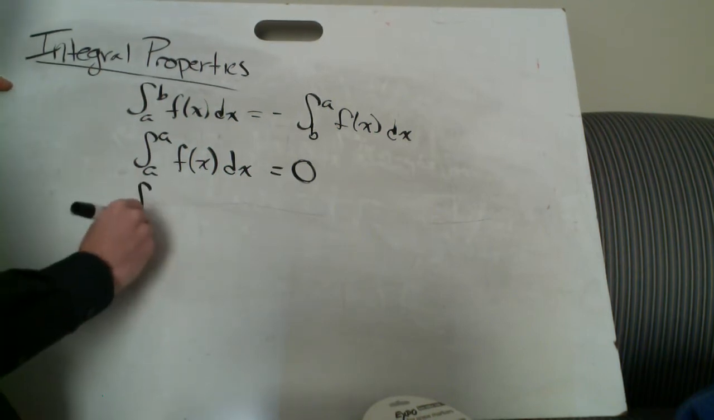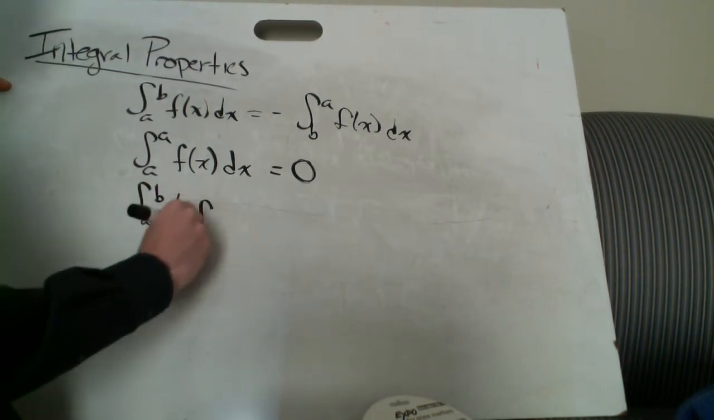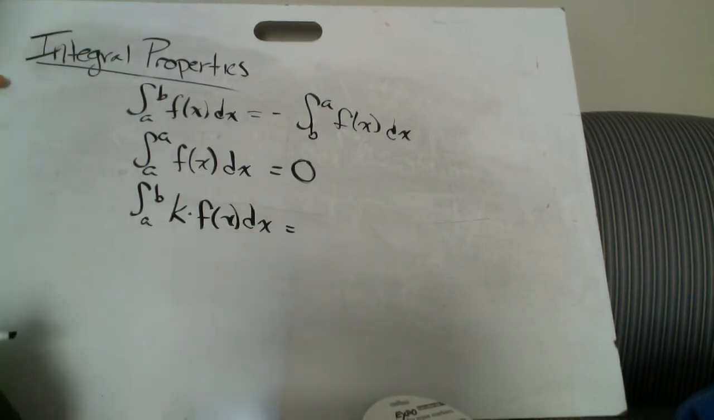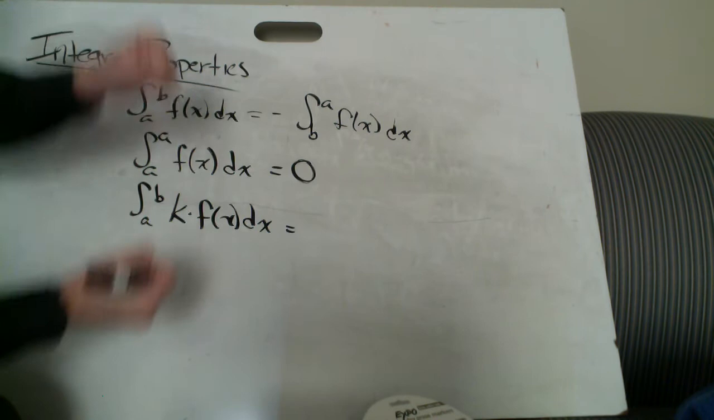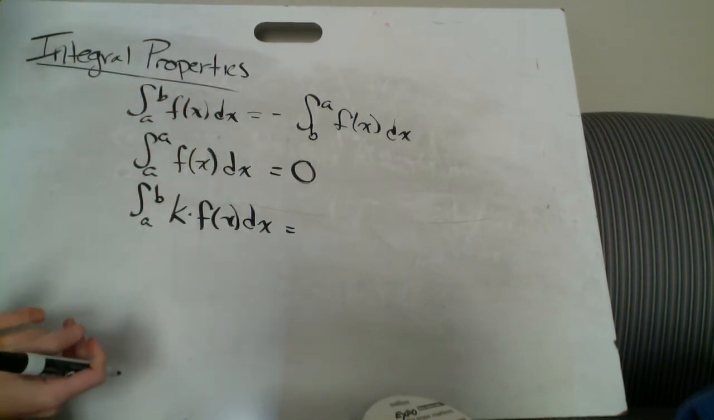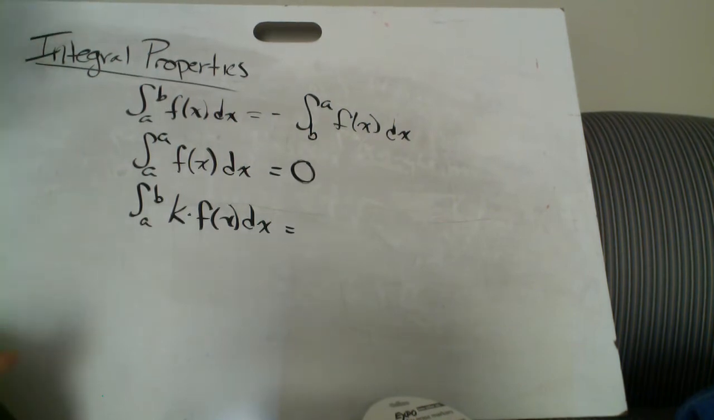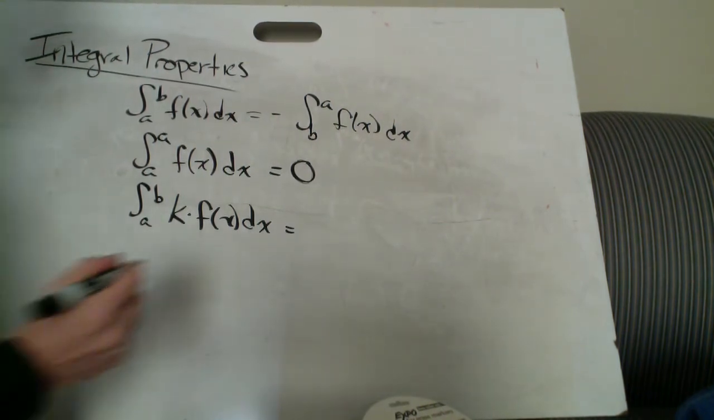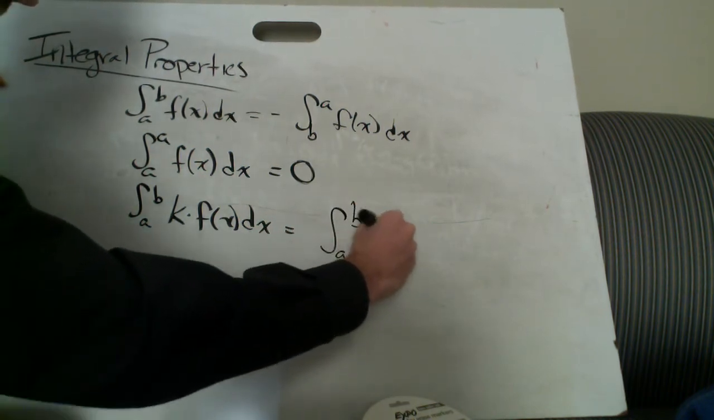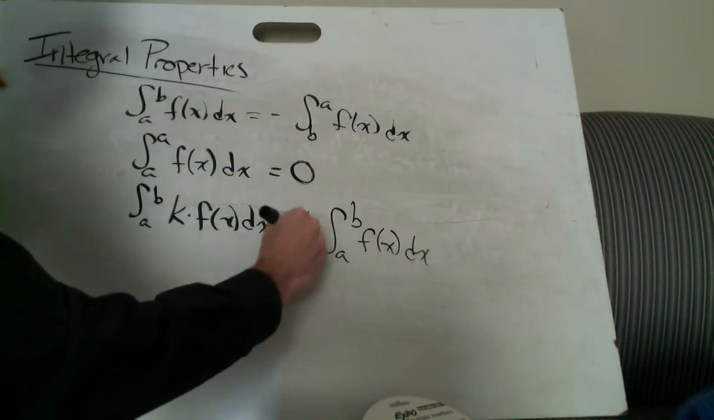If we're integrating from a to b, some constant times f, remember constant just does a vertical stretch. So this is saying stretch out the function, then find its area. This will be the same thing as if we find the area and then stretch it afterwards. So this should be the same thing as first finding the area and then stretching it.